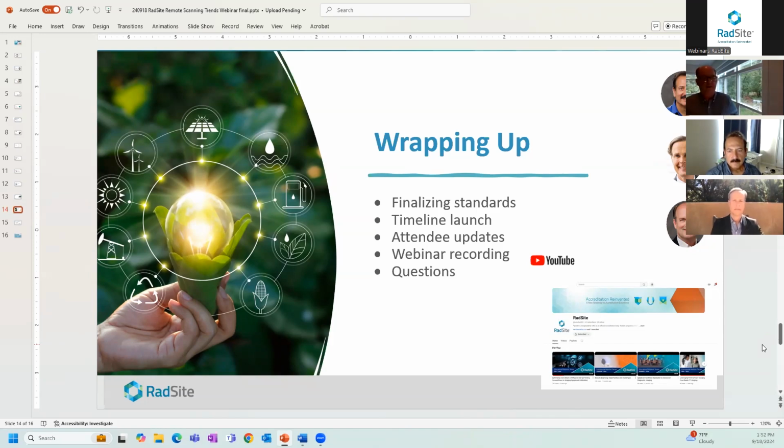So my hope at this point is to be able to launch this program either in December or January. And so during the fall, in addition to the feedback from the third-party groups, we'll also be doing some beta testing. And if you're interested in having a one-on-one info session or actually seeing the standards, reach out to RadSite at the following email address, info@radsitequality.com, and we'll reach out to you.